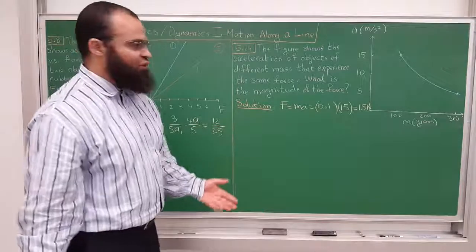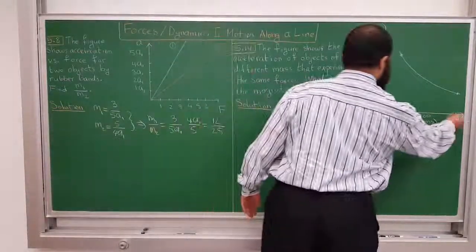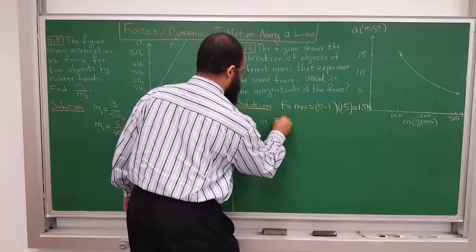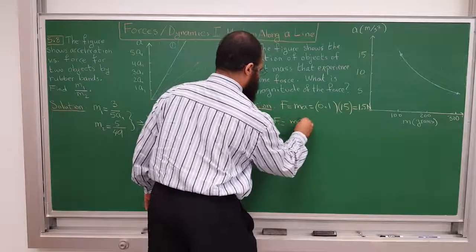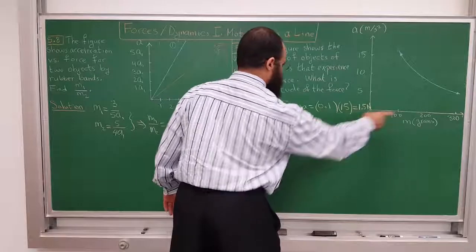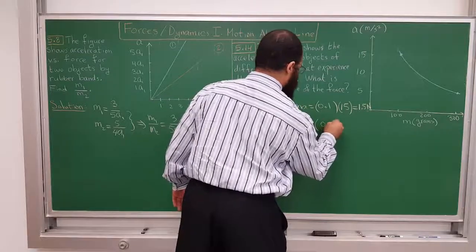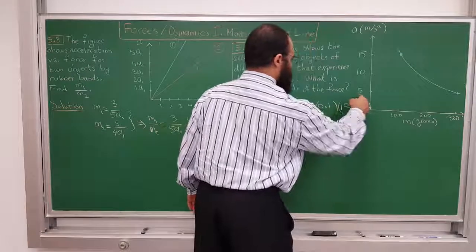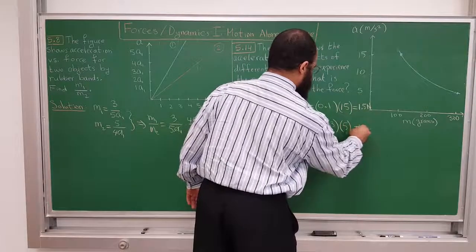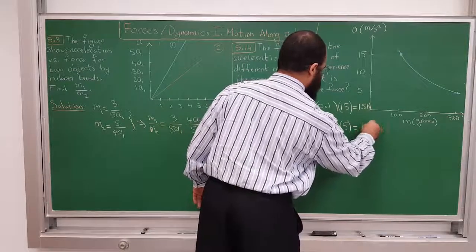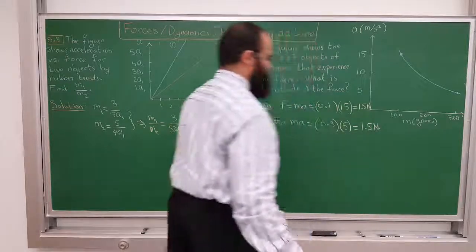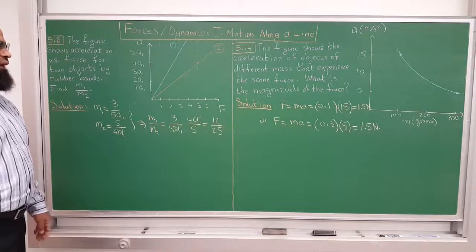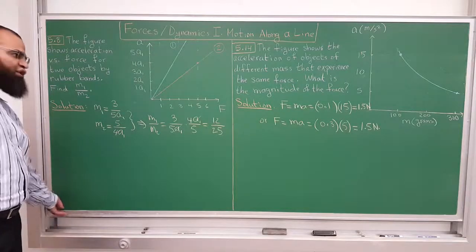If you would like to double check your work, you can calculate the force using the other point. So F equal to ma again. The mass over there is 300 grams or 0.3 kilograms. The acceleration is 5, and 0.3 times 5 is also 1.5. So the applied force, we conclude, is 1.5 newtons. Okay, let's continue.